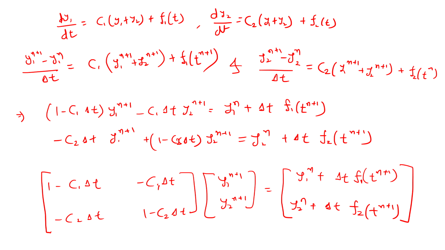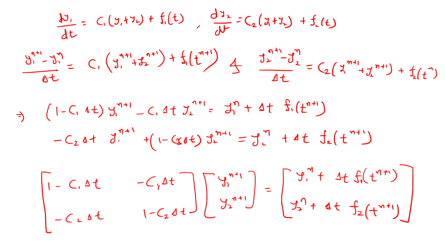So in that case, what will happen? This c1 Δt will become c1/2 Δt, and c2 Δt will also become c2/2 Δt. And in the right hand side of this matrix, Δt will be divided by 2, and in addition to that we will be having 1/2 c1 (y1^n + y2^n) + f1(t_n), and here we will be having c2 in addition to this Δt/2 f2(t_(n+1)).